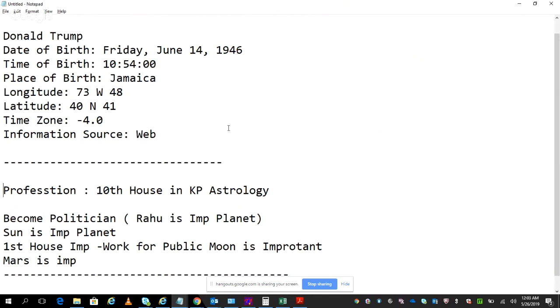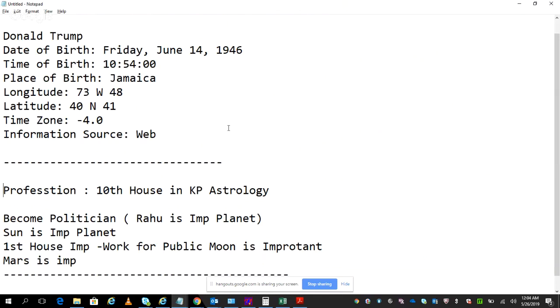If we talk about profession, the 10th house is the important point where we should start our analysis. In KP astrology, profession is the 10th house. To become a politician, we are serving people, and the 10th house is also the work we do. If people are aware of you or you are getting noticed, then the first house is also very important here, but right now I'm focused on the 10th house.